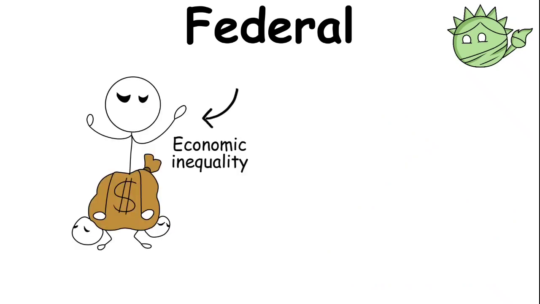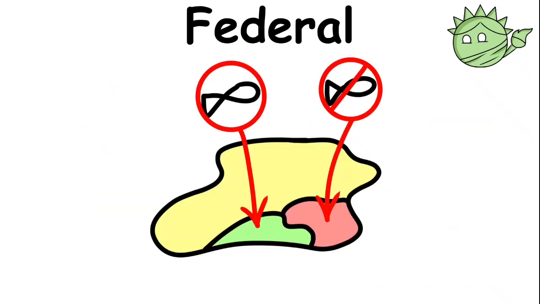One of the biggest drawbacks of a federal form of government is the possible economic inequality between different regions, because some territories have better access to certain resources that other territories can't have access to.